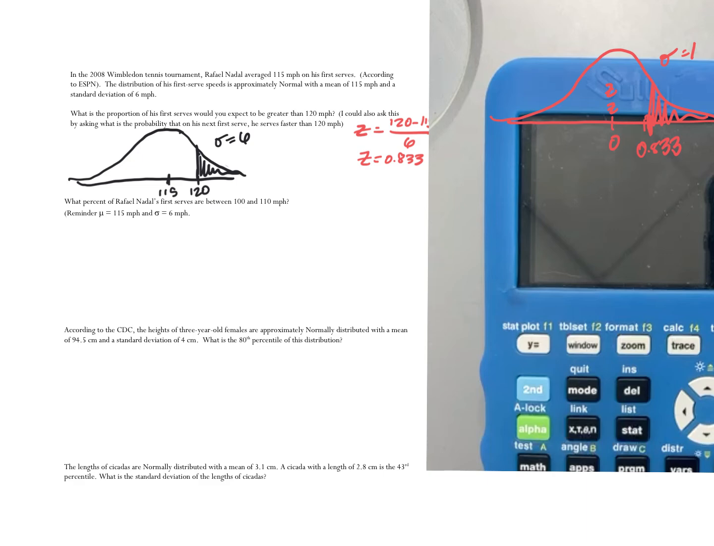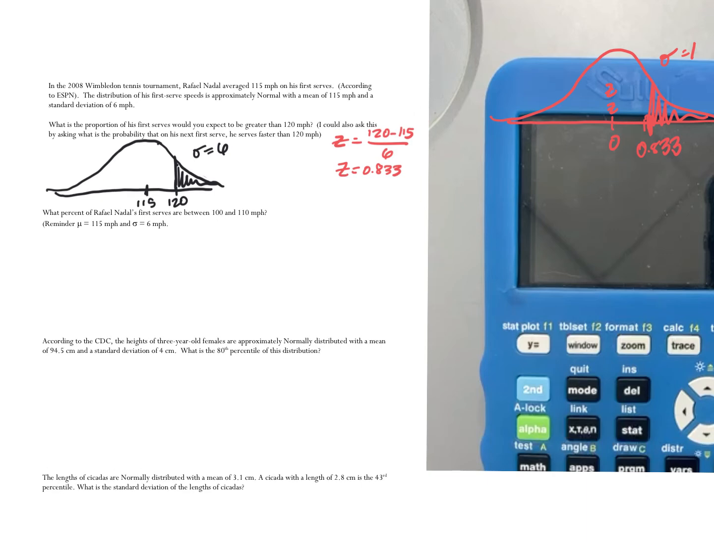So either way, my answer is that the area is 0.202, okay? And what that means is 20% of the time, Nadal's going to surf faster than 120 miles per hour. That's what that tells us. It's pretty good.